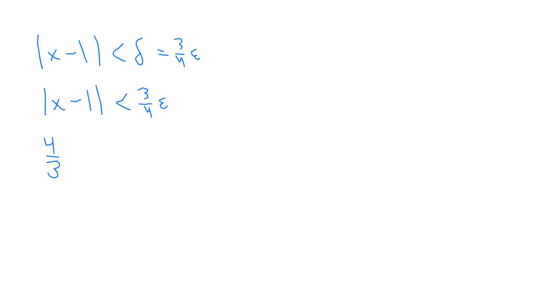So we have x minus 1 is less than delta, but we already said that delta is equal to 3/4 epsilon. So this is less than 3/4 epsilon. And then we move this 3/4 back to the other side. And then we put it inside the absolute value because that's an okay operation to do.